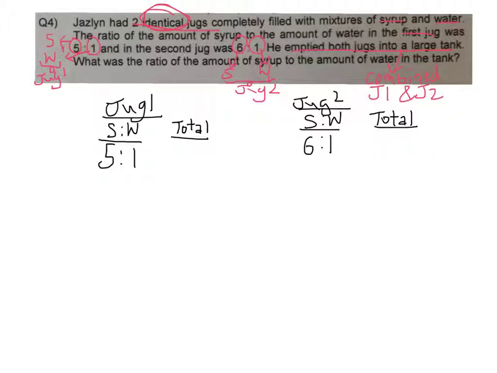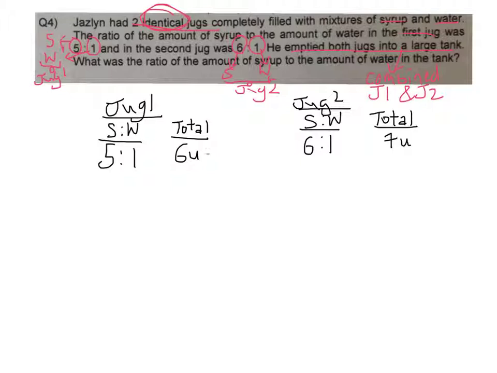So total. For jar 1, the total is how many units? 6 units, 5 plus 1. Next, jar 2, how many units are there? 7 units, 6 plus 1. So jar 1 is 6 units, jar 2 is 7 units. How can that be, right? They should be the same because they are identical. So I need to make them to be the same. So what do I do now?